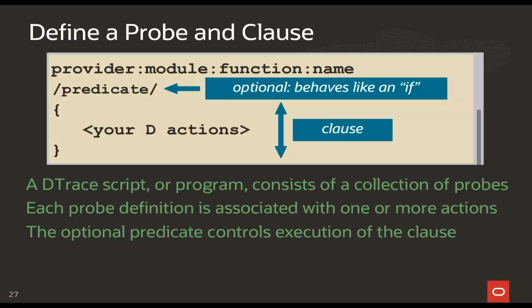To summarize, a DTrace script or program consists of a collection of probes, one or more. Each probe definition is associated with one or more actions. You define those actions. That's why you need a D language to express what you want to be done. And then there's the predicate, that's optional. If you leave it out, the actions will always be executed, but with the predicate you can control when those clauses are going to be executed. That gives you some sort of if statement like condition.